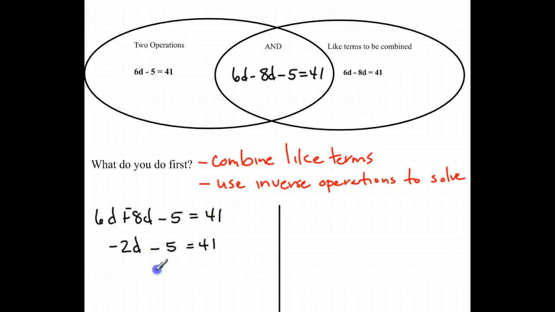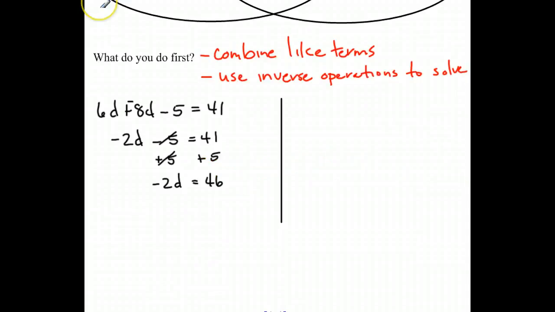We're going to solve by adding 5 to both sides, eliminating our addition and subtraction. I'll be left with a negative 2d is equal to 46. I just gave myself a little bit more room. I'm going to solve for d. The inverse of multiplying by negative 2 is dividing by negative 2. I'm going to get d is equal to negative 23. I'm going to put my answer in solution set.